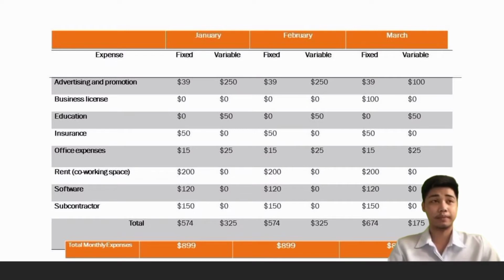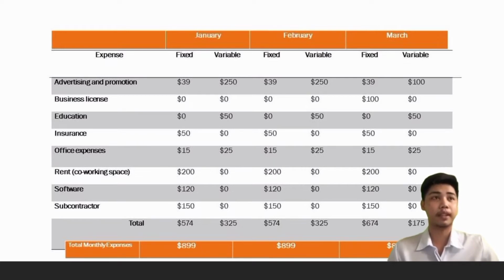In education, in the month of January, the expense is $0 fixed, variable $50. In February, fixed $0, variable $50. By March, the expense in fixed is $0 and in variable $50. In insurance, in January, the expense in fixed is $50, variable $0. In February, fixed $50 and variable $0. In March, $50 fixed and $0 variable.